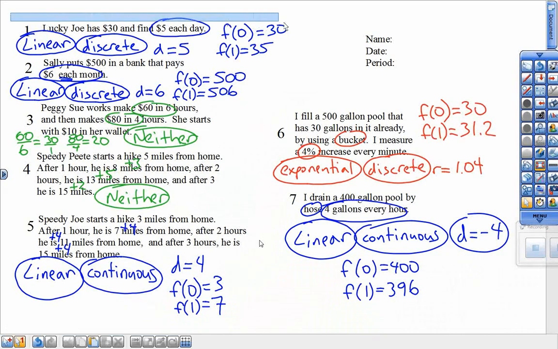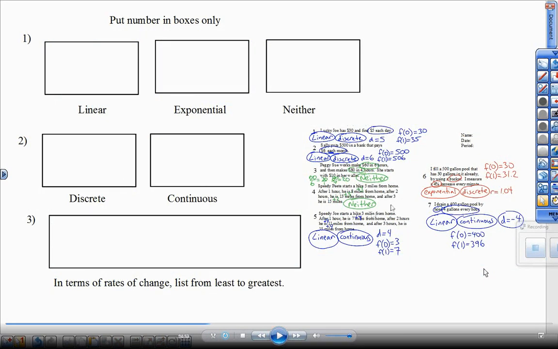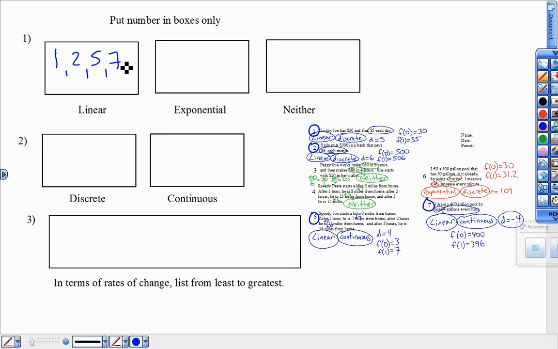Next part, I'm going to take this and shrink it and move it right here so I can use this as reference to kind of show you what I'm doing right here. But again, all this information is going to let me group these by similarity and then list from least to greatest. So linear, all my linears you could see were number 1, number 2, number 5, and number 7. So 1, 2, 5, 7 go in that first linear box. Those are all linear functions, linear equations.